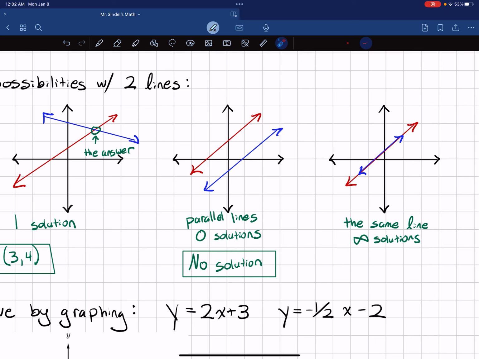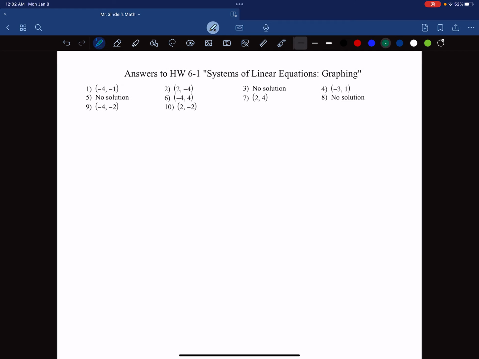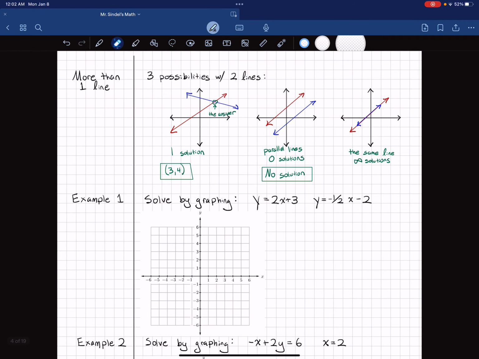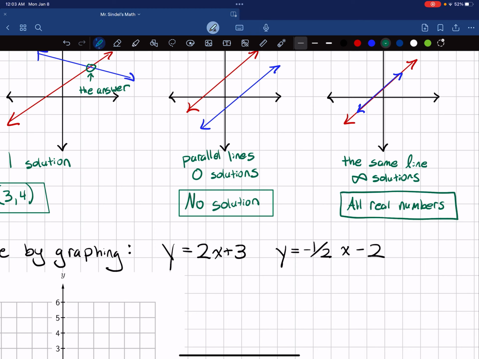Plug in 0, plug in -1, plug in 1,000, plug in a bajillion. Everything is an answer. So you can say all real numbers for this one. I'm curious what the answer key says. In the back it says no solution, or it doesn't have any infinite solutions. So I guess the homework doesn't do any of those, but generally the way that I do it in my class is I say all real numbers. And I'll box that. That's how you say your answers.